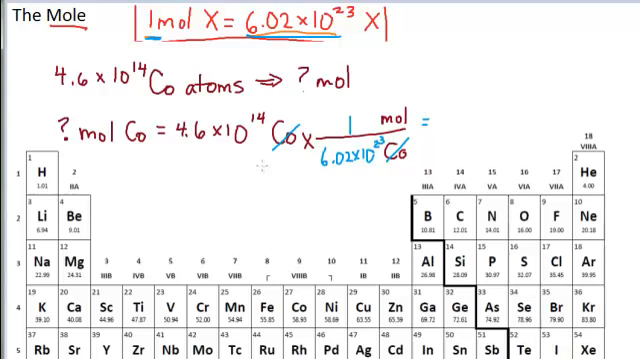And now I have to plug it in. I'll punch in 4.6 EE or EXP 14, and then I'll hit divided by, since it's on bottom, 6.02 EXP 23, equals. I'll go ahead and round my answer to 2 sig figs. This conversion has 3 sig figs, so I'll go to 2 sig figs, and I'll end up with 7.6 times 10 to the minus 10, and my unit is moles of cobalt.